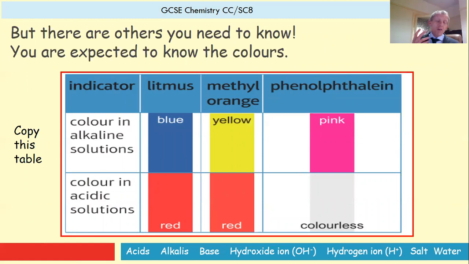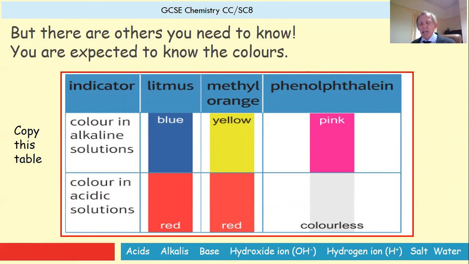Now, we've got a range of different indicators. Now, as I said, universal indicator is the one that we almost universally use, hence the name. And that's because it will give you a range of values from 0 to 14, and you're able to, as I say, get a gross understanding of what the pH of that solution would be. Now, we have other indicators, though.